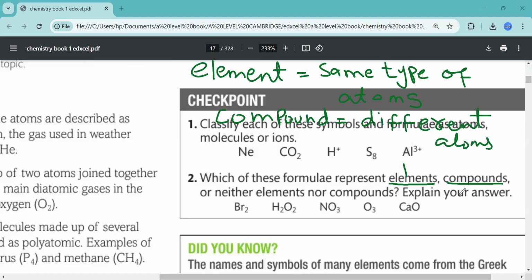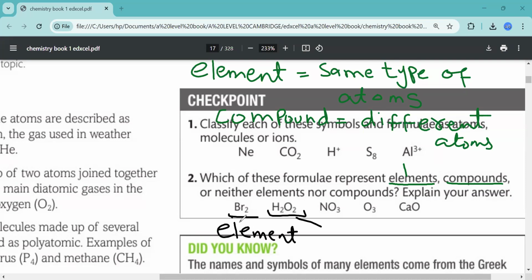Okay. Now let's check the first one. Its first letter is B, second is r, which is in lowercase. So we will say that it's an element. Should we say it's an element or should we say it's a molecule? Well, it's up to you. What are you going to say? Well, it's an element. It contains the same type of atom.